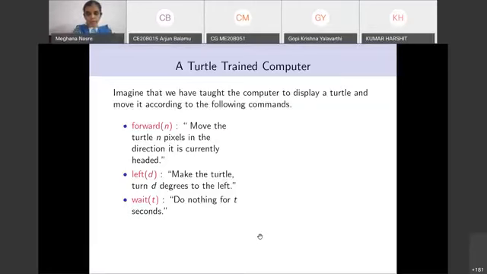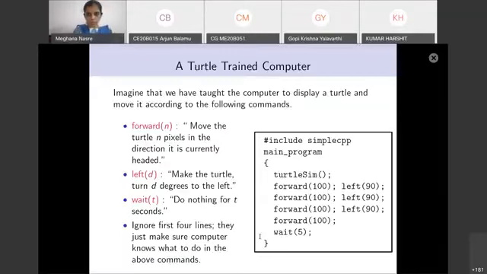Okay. So I'm going to now show you the small program. Do not worry about the lines which are includes, because this is a program which will actually run on my machine, so I'm writing the whole program as it is. You can, for the moment, ignore this include simple CPP, main program, these braces, and the turtle sim. But just read these commands, forward 100 till this wait 5, and take about 10 seconds. Okay, yeah, so I see the answers. Please everybody stare at it and then give answers.